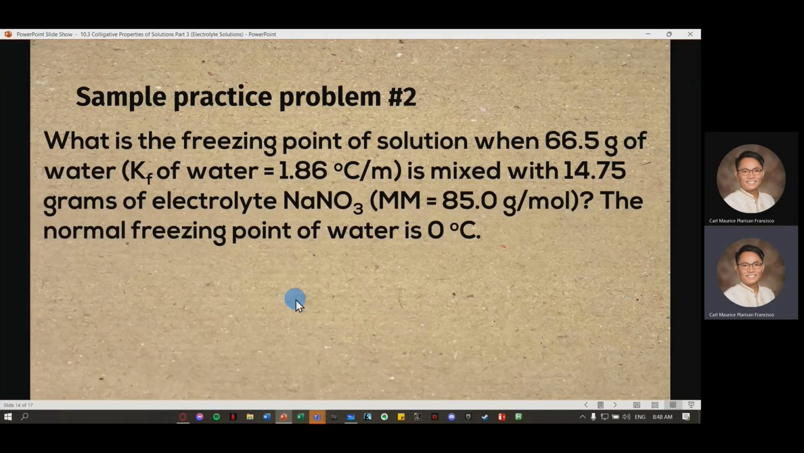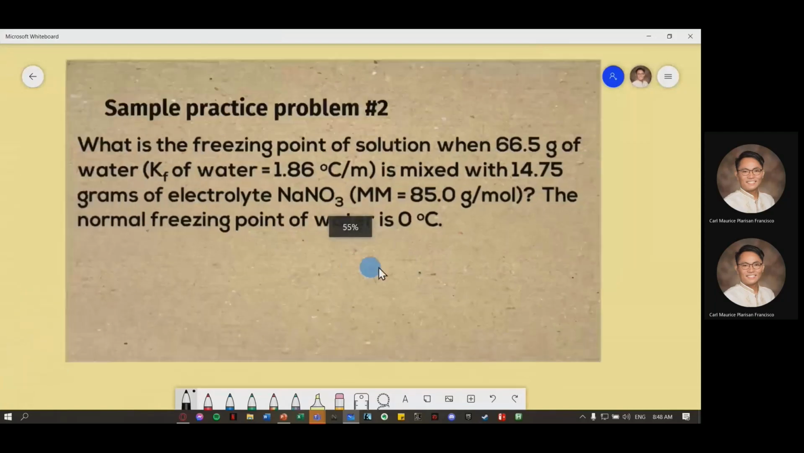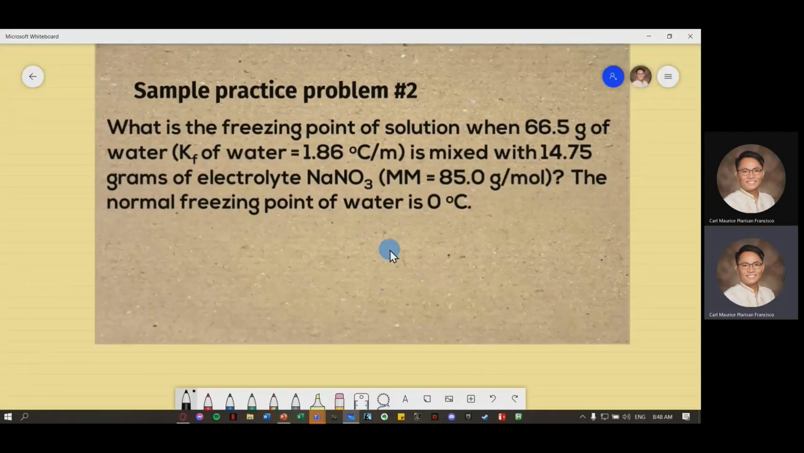Next example, sample problem number 2. What is the freezing point of a solution when 66.5 grams of water, so the Kf of water, the molar freezing constant, is provided, 1.86 degrees Celsius per molal, is mixed with 14.75 grams of electrolyte sodium nitrate, with a molar mass 85.0 gram per mole? The normal freezing point of water is 0 degrees Celsius.